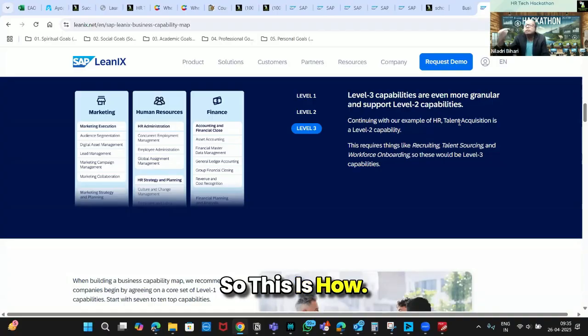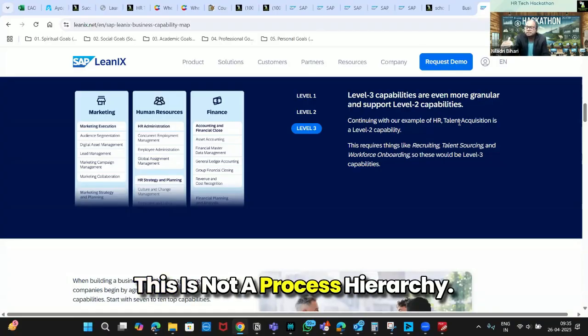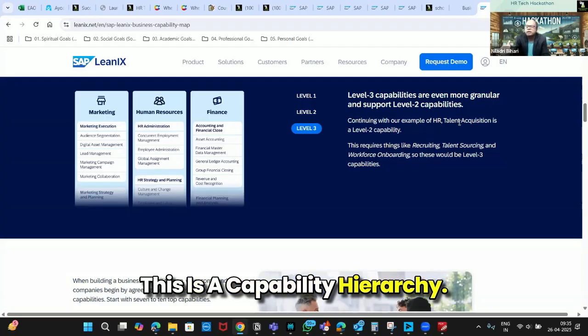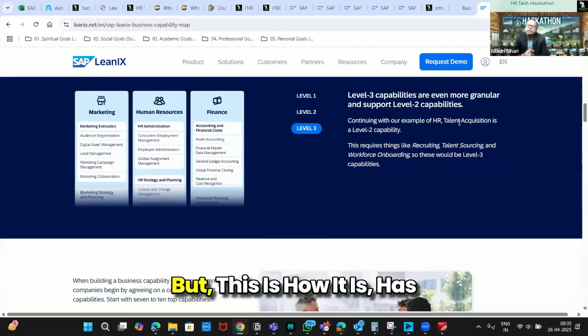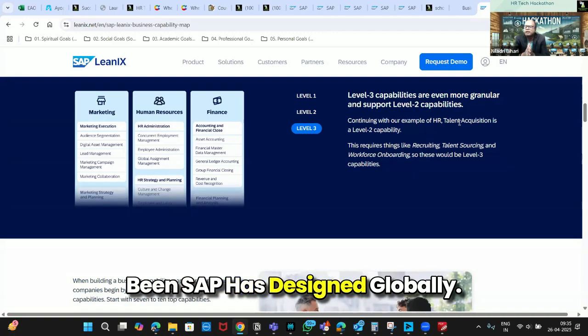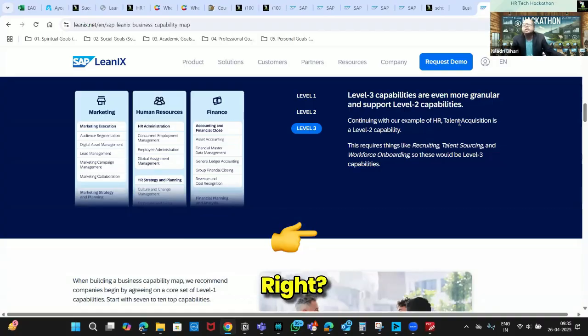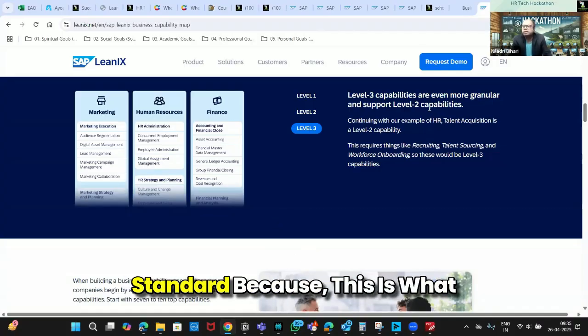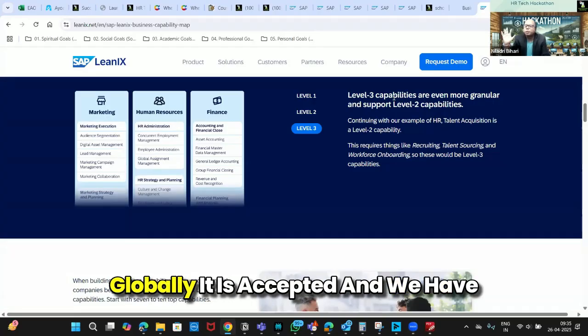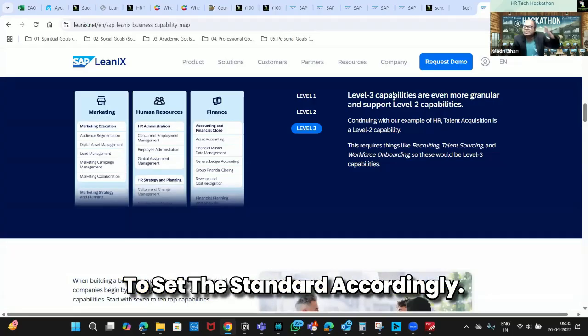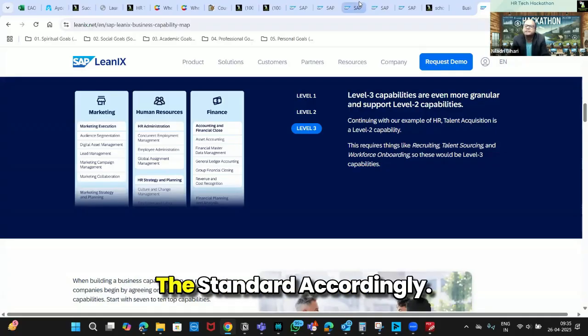This is not a process hierarchy, this is a capability hierarchy. It may be new for many of you, but this is how SAP has designed it. Globally, it is also accepted at the enterprise architecture level. So we will be following that standard, because it is globally accepted, and we have to set the standard accordingly.